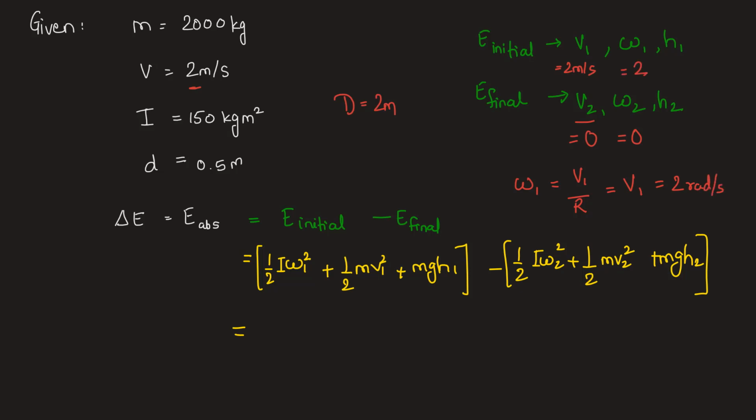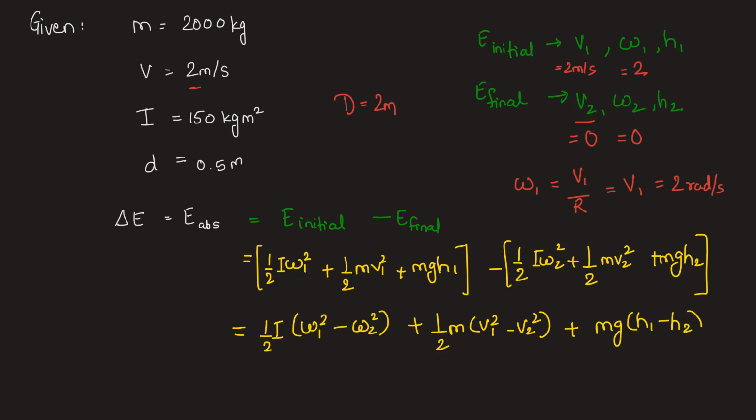Further simplifying this, taking all common terms out, we have half I (omega 1 square minus omega 2 square) plus half m (v1 square minus v2 square) plus m g taken common (h1 minus h2). So all other values we have figured out. But what about h1 minus h2? Distance travelled by the brake is nothing but h1 minus h2. That is the change in height of the mass. This distance is already given to be 0.5 meter. So we can take it from here.